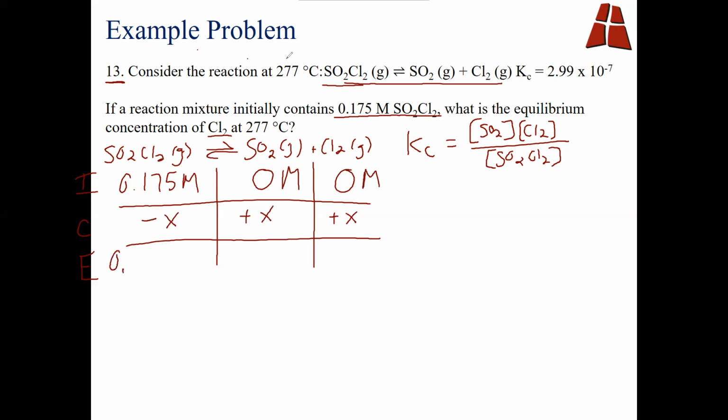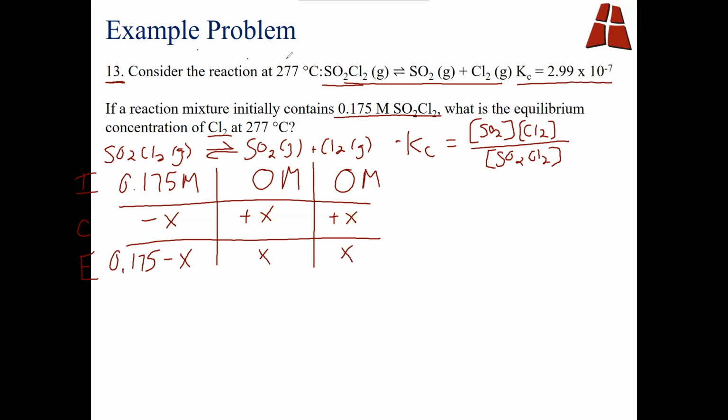And so we know at equilibrium, our concentration of SO2Cl2 is just going to be 0.175 minus x. And we know that our concentration of both SO2 and Cl2 at equilibrium is going to be equal to our value of x. Okay.